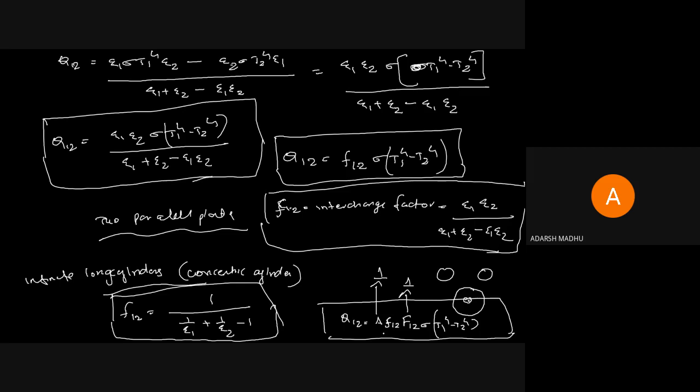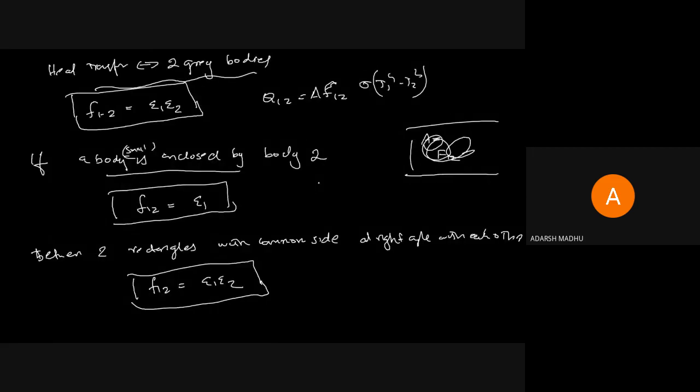If area is given, or length and breadth is given in a question, you want to take a particular area. Area is A1. Q12 equal to F12 into A1 into sigma T1 raised to 4 minus T2 raised to 4. You want to take the first area. First area means the heat transfer is happening from 1 to 2, that is Q of 1 to 2. So we are taking the first area A1. If it is Q21, we are taking A2. Okay. So please write down a simple problem to understand the application of the particular equation.